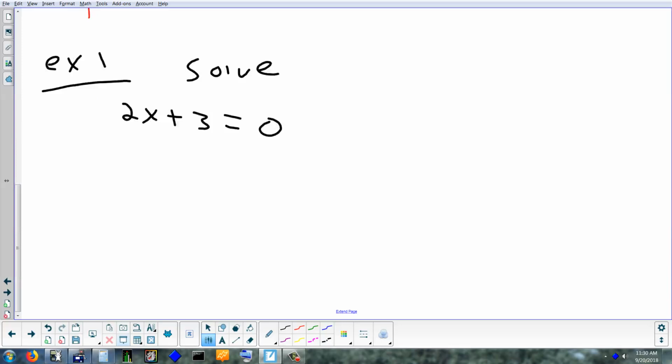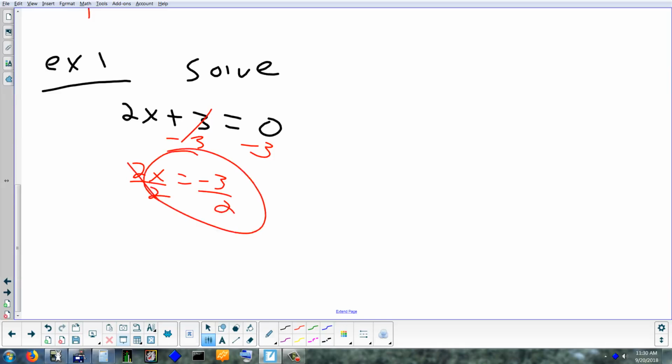Rebecca? We're just trying to get x by itself. Subtract by 3 on both sides. And then divide by 2. So if you wanted to know where that graph, y equals 2x plus 3, crosses the x-axis, it's at -1.5. And it won't cross at any other spot because lines don't curve.